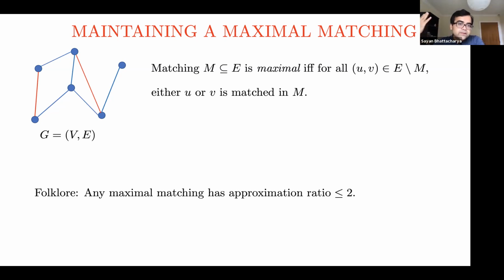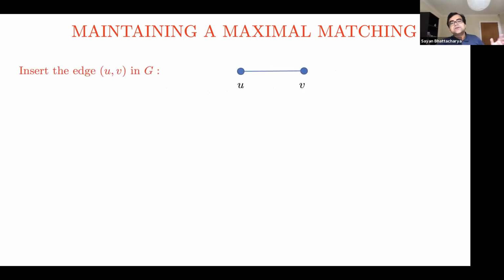And it's very well known by a simple proof that any maximal matching has approximation ratio at most 2. So the size of the optimum, the maximum matching, is at most 2 times the size of a maximal matching. Now suppose we just want to maintain a maximal matching in this dynamic setting. What do we do? The algorithm is simple.